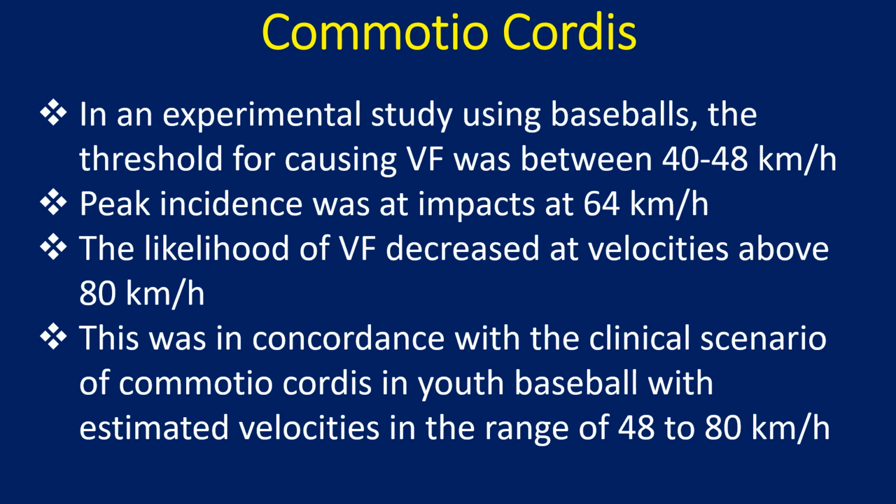In an experimental study using baseballs, the threshold for causing VF was between 40 to 48 km per hour. Peak incidence was at impacts at 64 km per hour. The likelihood of VF decreased at velocities above 80 km per hour. This was in concordance with the clinical scenario of commotio cordis in youth baseball, with estimated velocities in the range of 48 to 80 km per hour.